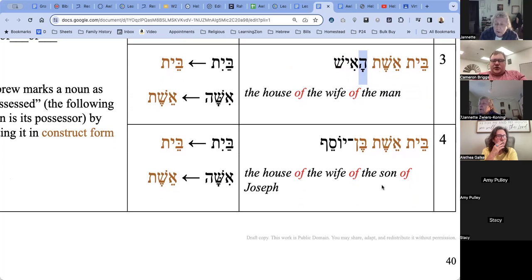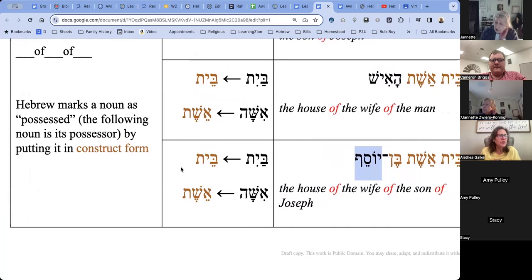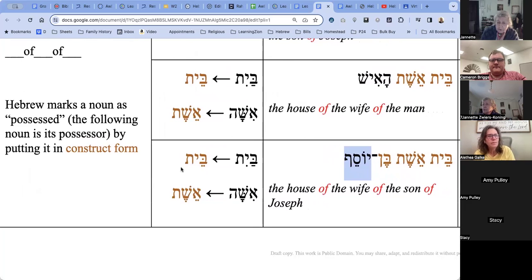So yeah, chaining four different things together here. So Joseph has all of these things, and there's a chain. So we've got Beit, Eshet, Ben Yosef, house of the wife of the son of Joseph. But now I'm getting confused. Joseph doesn't have a ha in front of it.